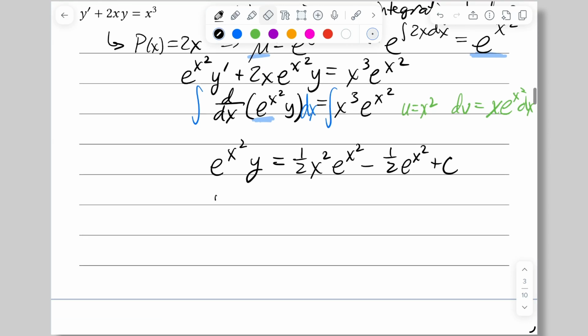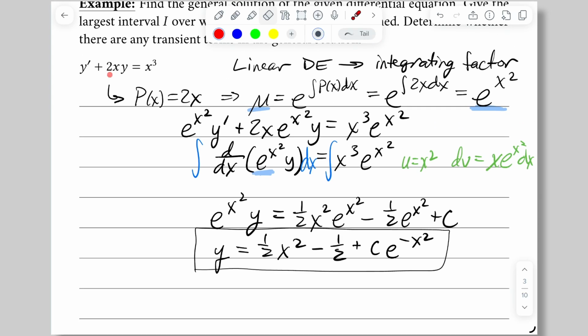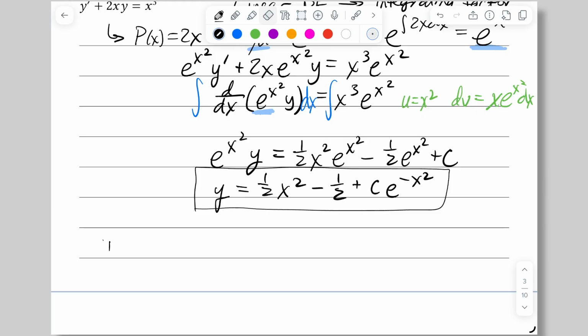Solving for y gives us y is equal to 1/2 x squared minus 1/2, so the e to the x squared divides out of those terms, plus c e to the negative x squared. You're going to find I'm more likely to write a negative exponent than a fraction. Now that's the solution of the differential equation. And when we look at both the original differential equation and the solution, we see there are no restrictions on x. Nothing's undefined or anything. So the interval of solution is negative infinity to infinity.